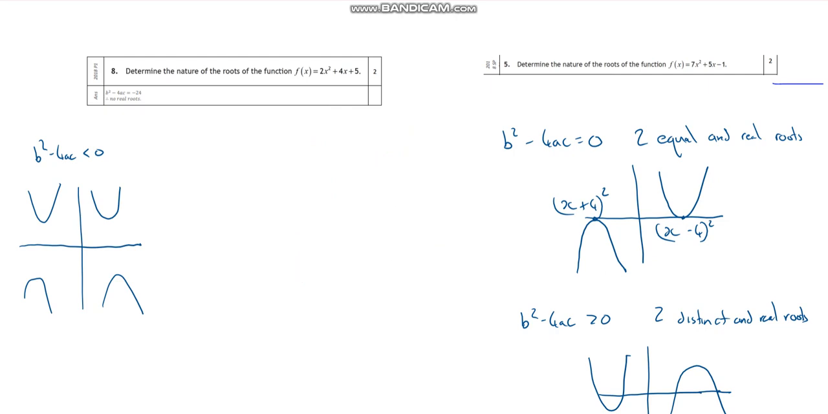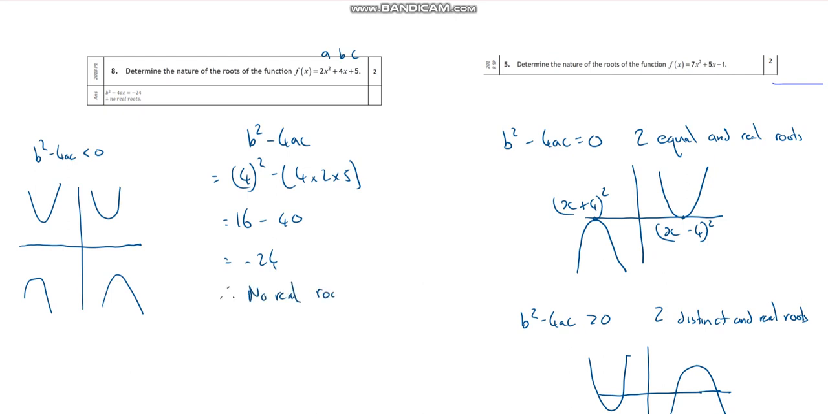comment. Okay, so on this one, there's my a, there's my b, there's my c. So I'm going to say b squared minus 4ac, the discriminant is called. I'll substitute in 4 squared take away 4 times 2 times 5. So I've got 16 take away, what's that coming out as? 40. Okay, 16 take away 40. So that's negative 24. So therefore, no real roots.